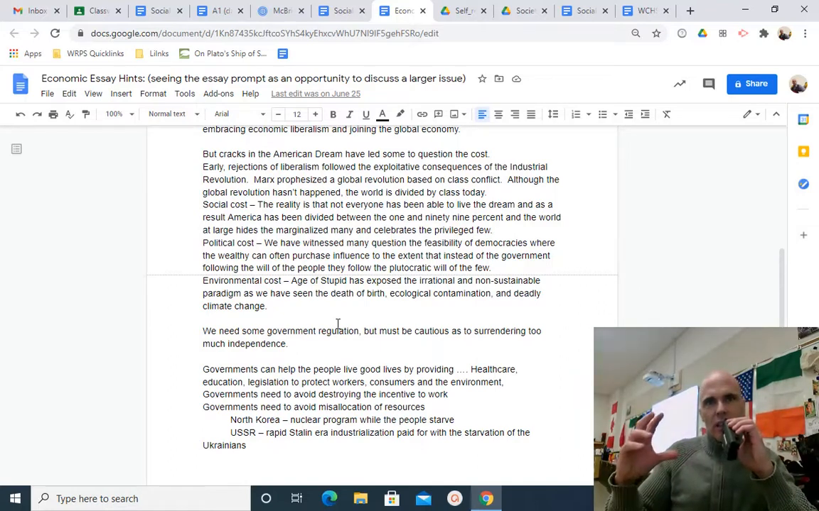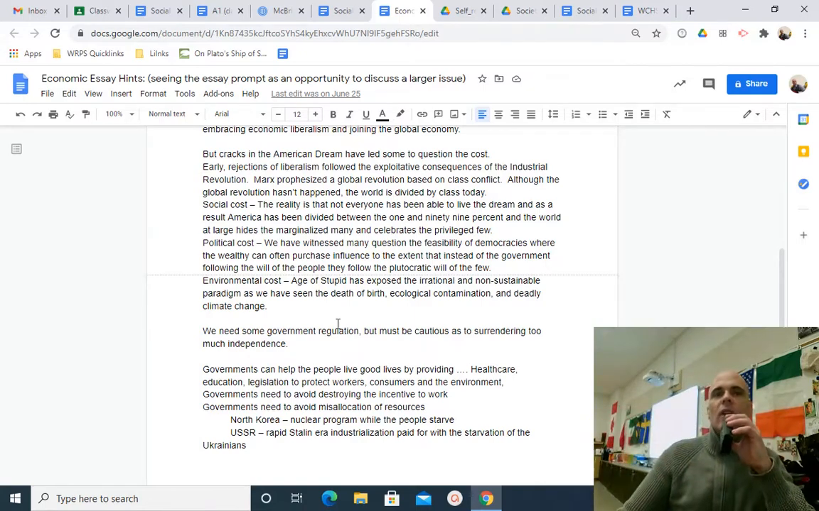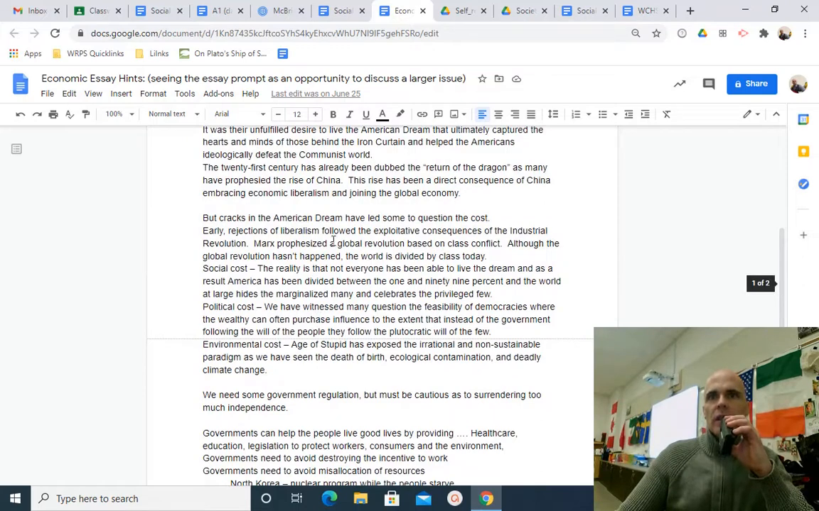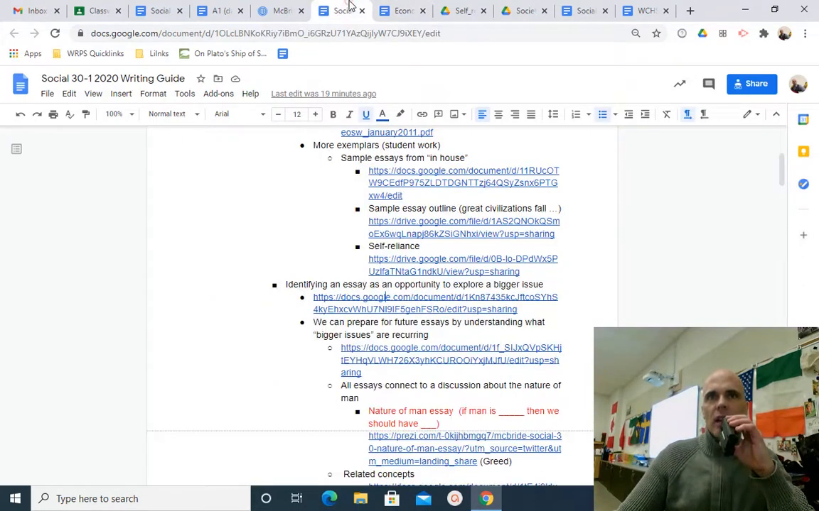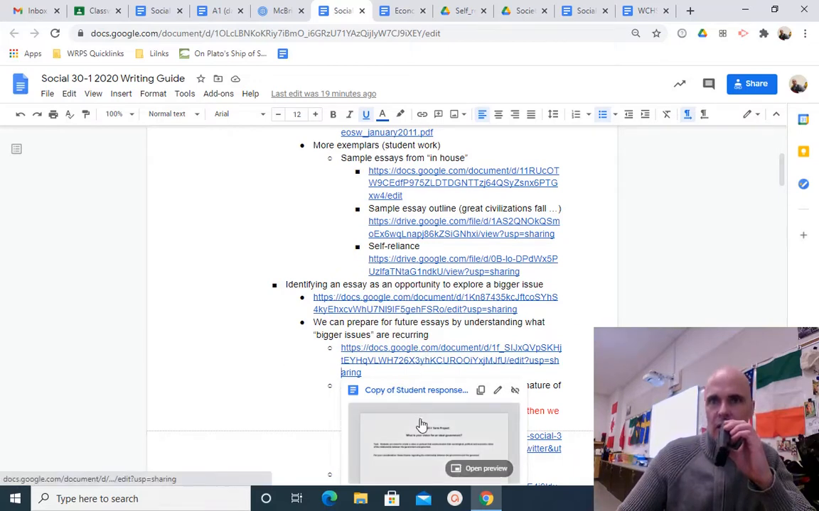And ultimately, the strongest essays seem to find nuances in the middle. They don't argue absolutes. They see those cracks in things like the American dream and see how individualism and collectivism both have some merits, but also have some flaws, and therefore we need some kind of mix. We need some kind of a response that allows us to adopt the best of both. We can prepare for future essays by understanding the bigger issues as we're learning the content.